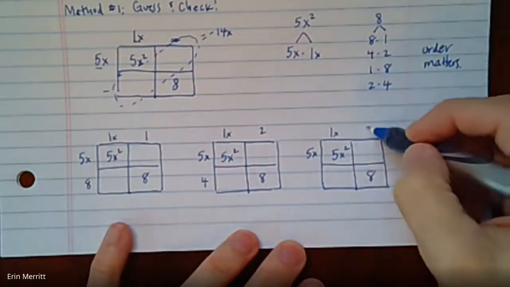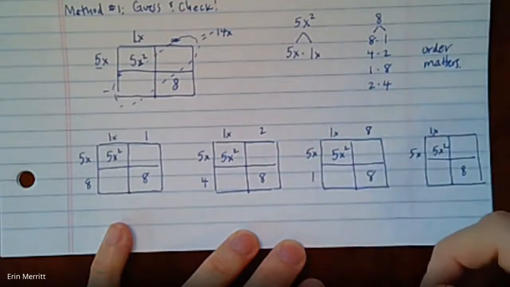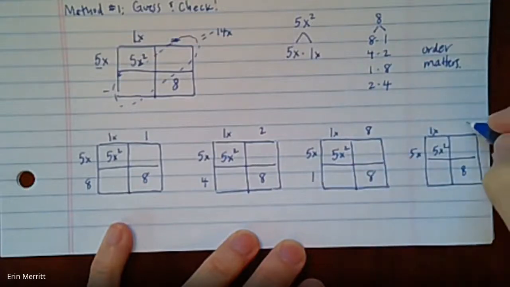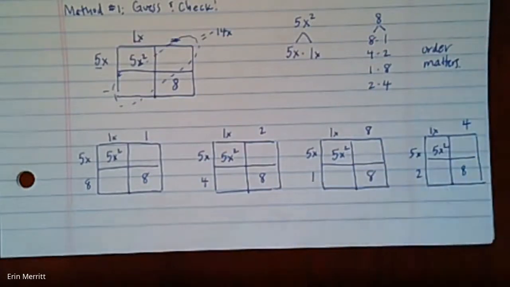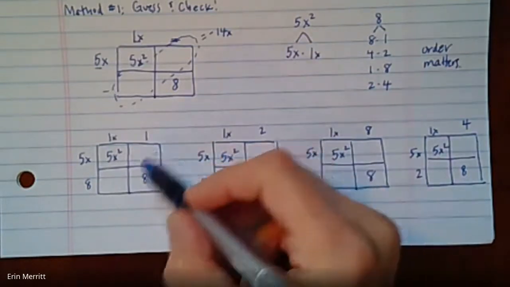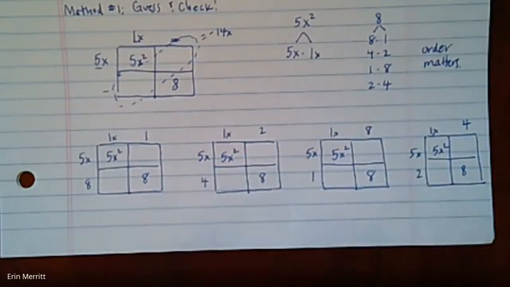Go back to 8 and 1, but put the 8 on the top and the 1 down here. And then go back to 4 and 2, but put the 4 on the top and the 2 down here. All right. By doing this, what we have to remember is that depending on how this all multiplies out, we're going to get different values along that diagonal. So if we actually go through and try this first one out.